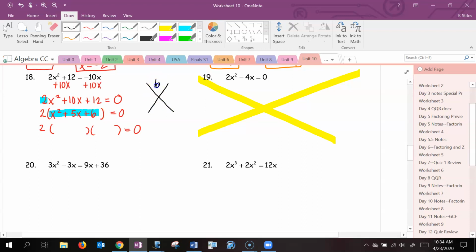We are multiplying to 6, and we are adding to 5. And that's going to be a positive 3 and a positive 2. All right, and now we're going to go ahead and solve. Remember, we're going to set everything that has an x equal to 0. We're going to ignore this 2 because 2 is not equal to 0. So we're just going to ignore that. Instead, we set these guys equal to 0.